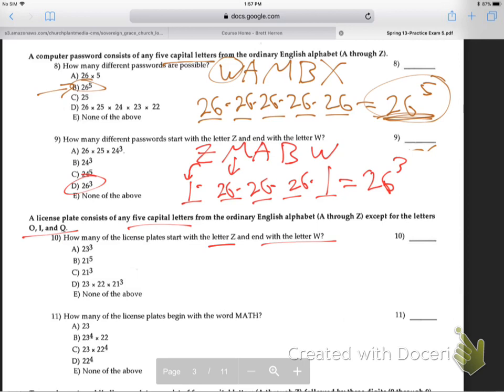Okay. I'm going to do it. So what do you got? Start with Z? What they said? Yeah, start with Z and with W.